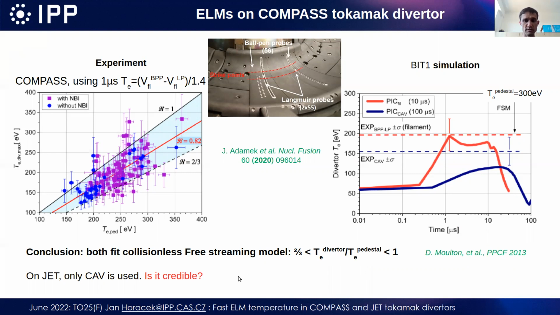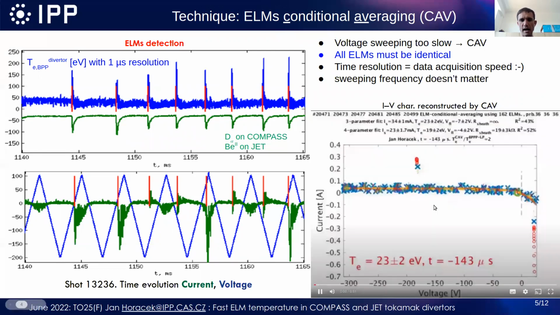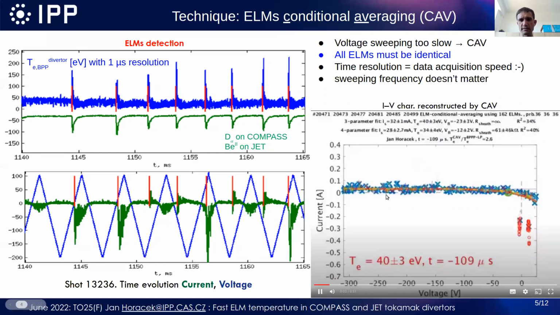So the question is whether JET is any different. We used exactly the same conditional averaging technique, which was applied on JET during ELMs. This is pretty simple. We identify each ELM by the beryllium line on JET or by the D-alpha line on COMPASS. We have to identify very precisely the time equals 0 of the ELM, the peak maximum. At the same time, we sweep the voltage and measure the current. So every ELM generates 1 point in the voltage-current characteristic; 1 point corresponds to each different ELM.